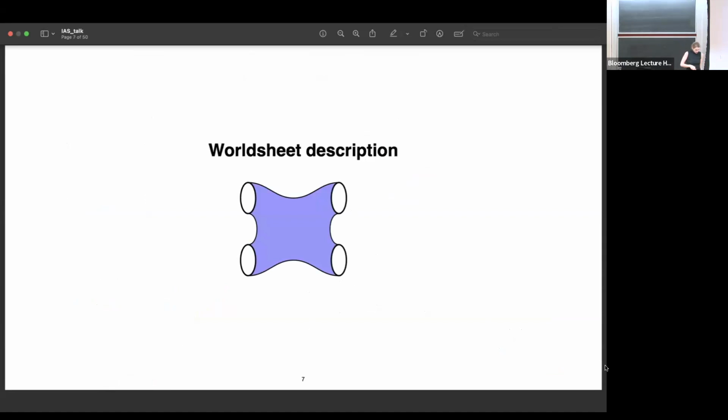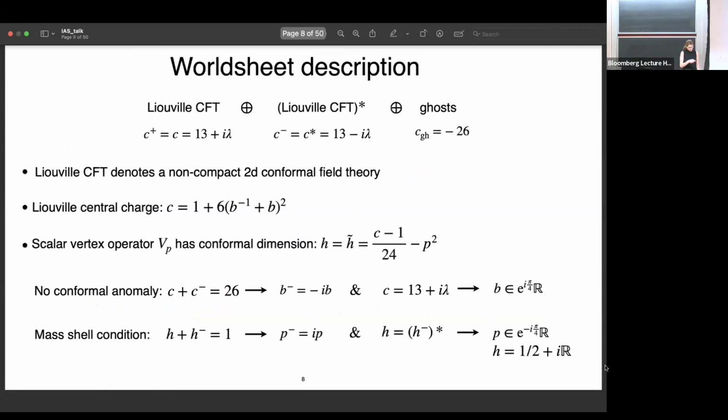So let's start with the Worldsheet description. Right. So the Worldsheet description of the complex Liouville string is this green line basically. It is a Liouville CFT with central charge 13 plus i lambda. Normally I put a superscript. If you don't see a superscript on the central charge, for example, it's always a c plus theory. So it has the central charge 13 plus i lambda, where lambda is real here. And we couple it to its complex conjugate, 13 minus i lambda.